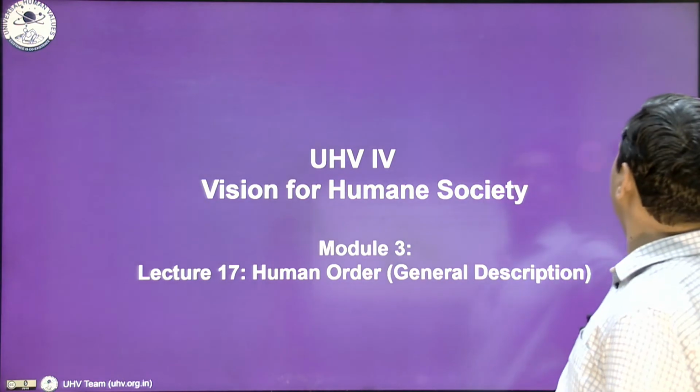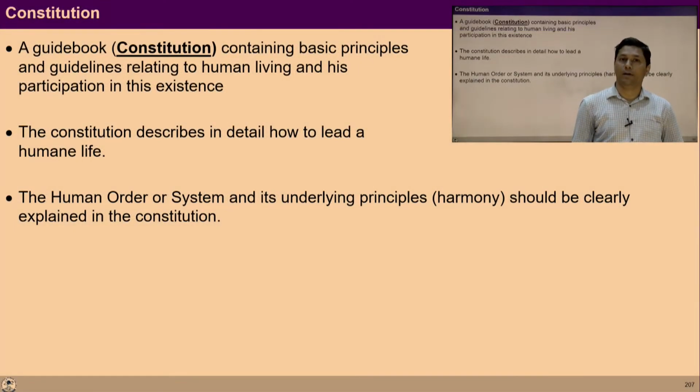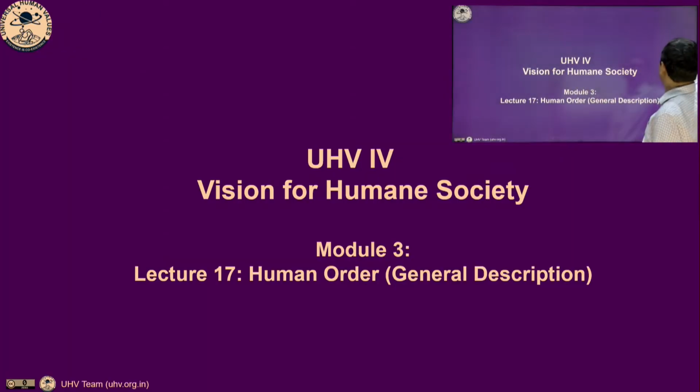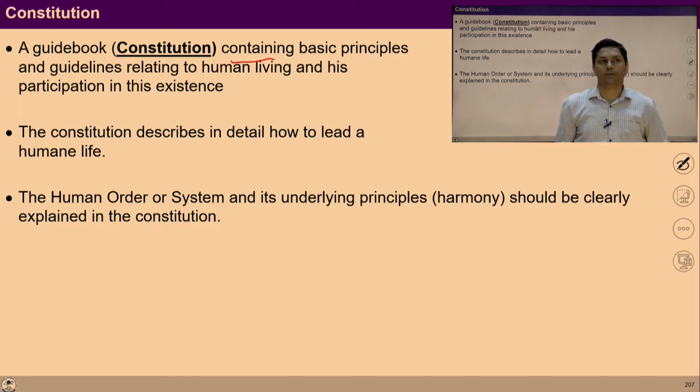So basically, to ensure a harmonious environment for a fulfilling life, a guidebook is required, and that guidebook is basically known as Constitution. So Constitution or guidebook contains basic principles and guidelines related to human living and his participation in this existence. Definitely some guidance is required for this generation and the next generation, for a fulfilling life, living a harmonious life. So that's why a book in terms of Constitution is required.